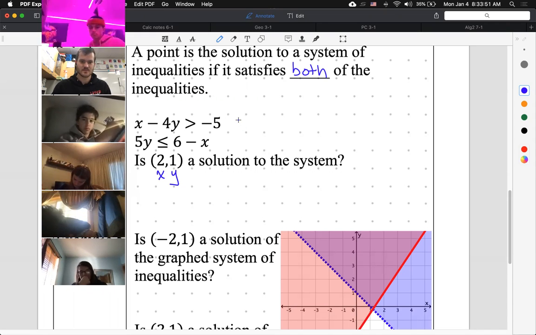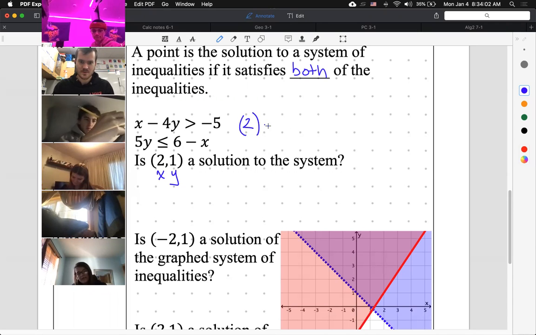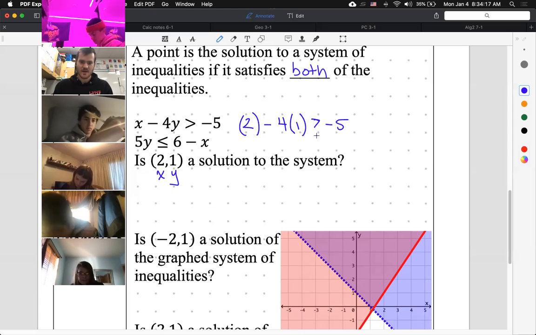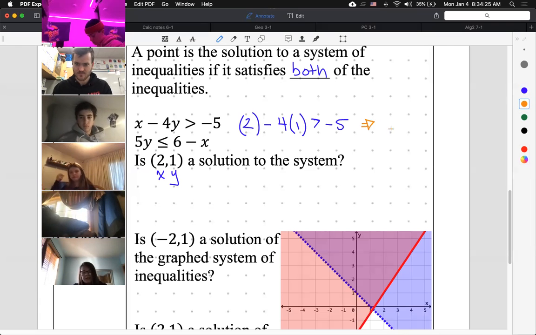So you would substitute in the x and the y? Exactly, yes. So the x is 2 minus 4 and the y is 1. And that's greater than -5. There it is. And then can you simplify that for us too, Alden? What is 2 minus 4? 2 minus 4 is minus 2. Yep, so I'll have -2. Is that greater than -5?